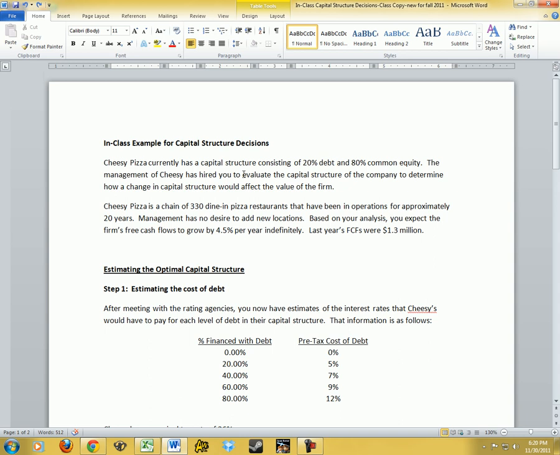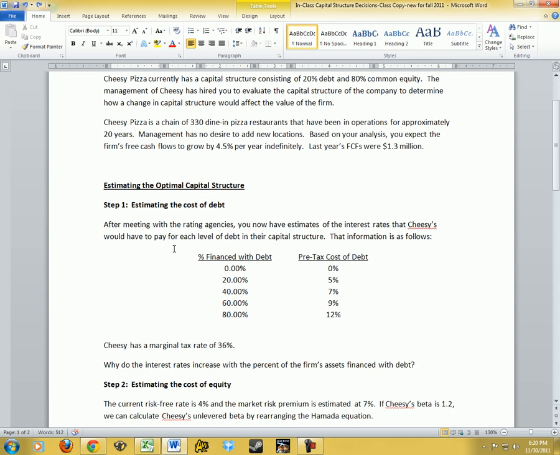So the first step, if you remember from our notes, was to estimate the cost of debt. In this case, we're going to say we went out to the rating agencies. It might not be the rating agencies, it might be a bank, but we're going out and getting the pre-tax cost of debt, or the interest rate that we're going to be charged on taking out different levels of debt. As you can see, the cost of debt increases with the amount of debt, and that's because the default rate increases.